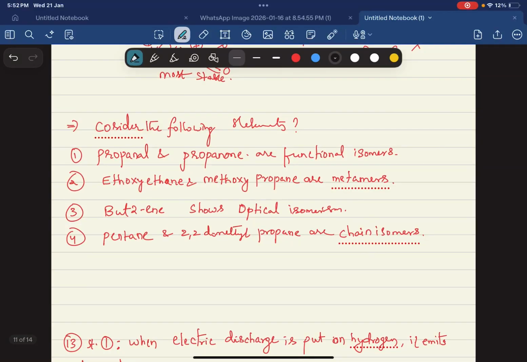So consider the following statements. They have given statements and we have to find which are correct statements in this. So propanol and propanone are functional isomers. Yes, that is true because here is the keto functional group, here the aldehyde functional group.